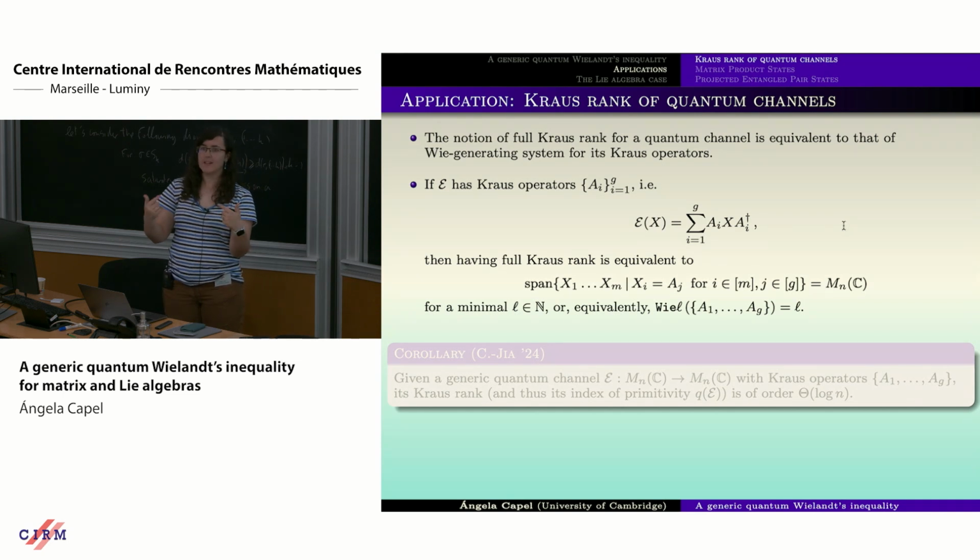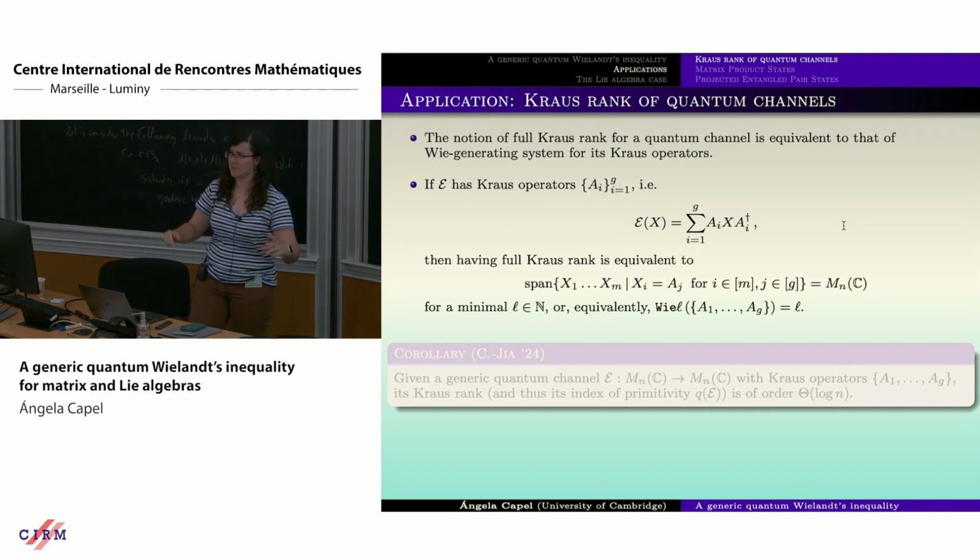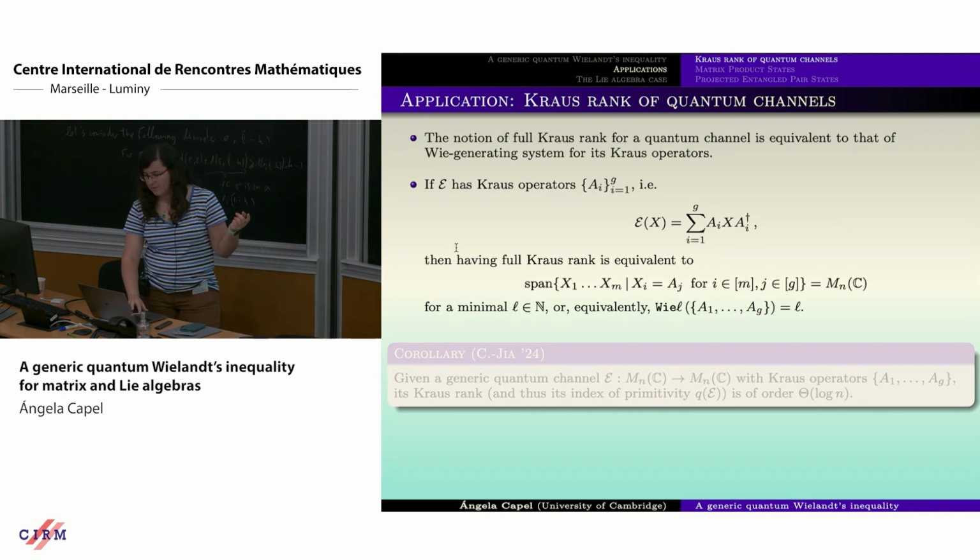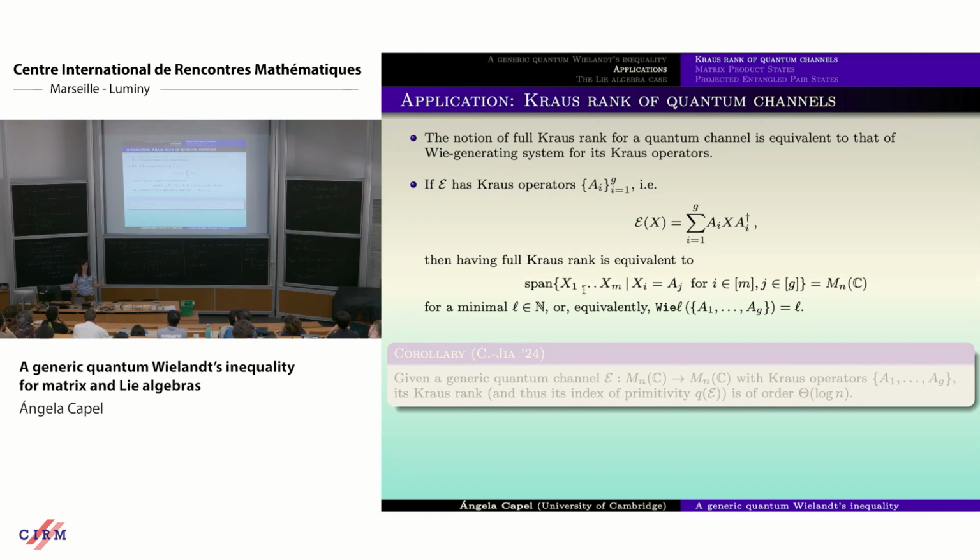And what I'm saying is that this eventually is going to have full rank, which means that this product eventually is going to generate the whole matrix algebra. So this is why having full Krauss rank is equivalent to the products of these A_i or A_j spanning the whole matrix algebra. So now we are exactly in the same setting that I was mentioning before, and therefore this means that we have full Krauss rank for a certain L if and only if the Wielandt length of the Krauss operators of the channel is exactly L. Okay, so this is how we relate the two settings.